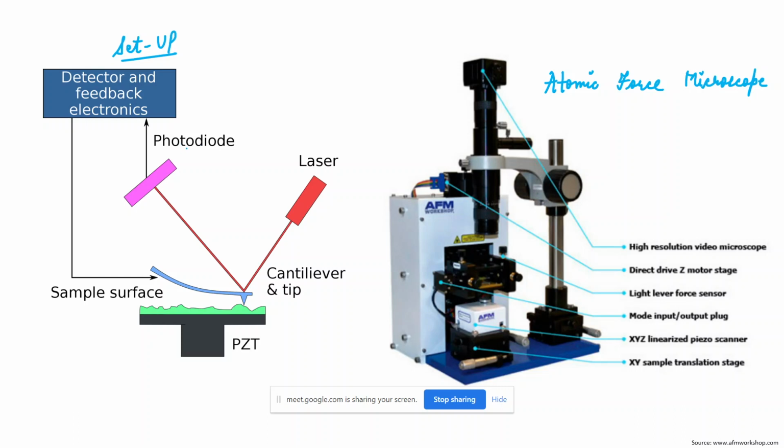So what your atomic force microscope will do is, you have this cantilever which has its tip. Suppose you do not have an even surface like this. You have somewhat of an undulating surface.